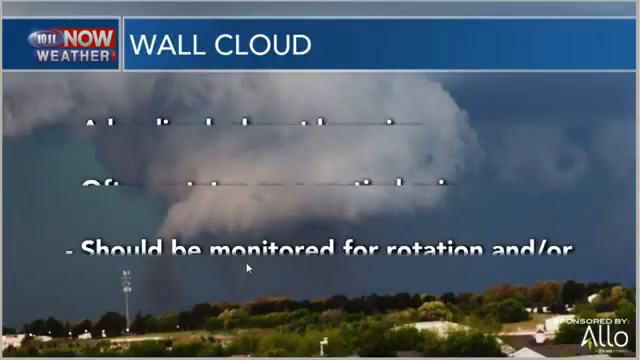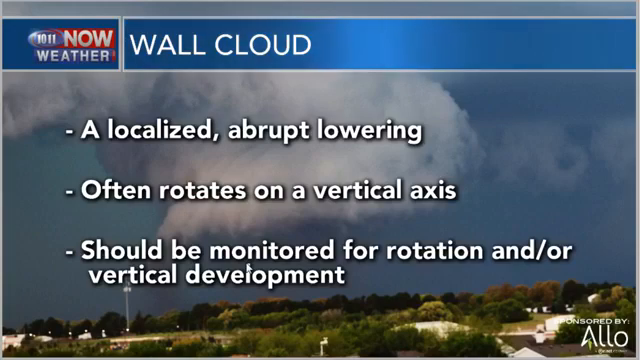And that being said, one of the things we like to talk about, because when we have thunderstorms, we certainly can have severe thunderstorms. So other types of clouds that we may see from the thunderstorms is the wall cloud. Now, the wall cloud may indicate a possible tornado. It's basically a very abrupt lowering from the main cloud base. It's usually rotating, because remember, it's basically a cyclone. It's a low pressure system. So basically, it's on a vertical axis, and of course, it should be monitored for rotation and or vertical development. Now, again, this is just a wall cloud. There's no tornado here, but a lot of times this is a precursor to a possible tornado.